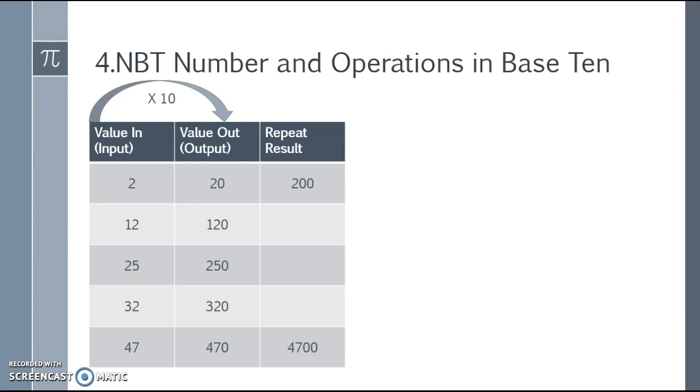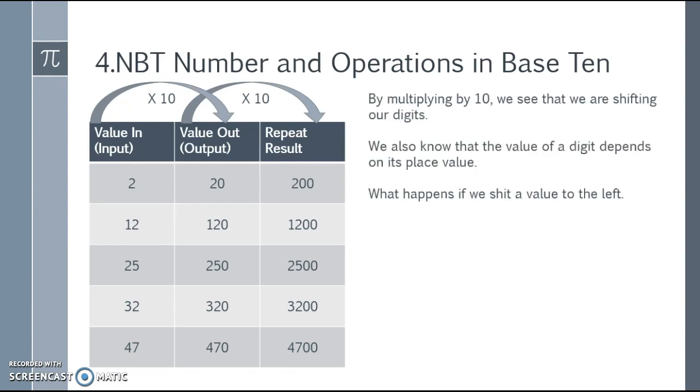Let's take this chart one step further and repeat the result. So 2 times 10 is 20. 20 times 10 is also 200. So I can finish filling out my chart as 1200, 2500, 3200, and 4700. I see that by multiplying by 10, we are shifting our digits. We also know that the value of a digit depends on its place value. But what happens if we shift to the left?